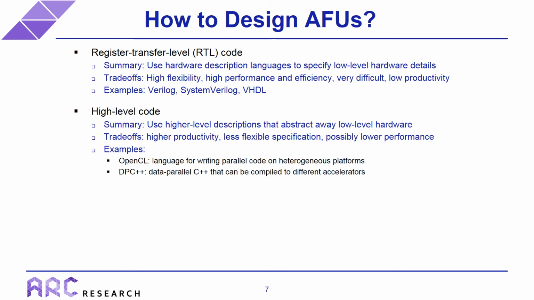So OpenCL is a common example of this. This goes beyond just FPGAs. The main vision of OpenCL was to create this open language for writing parallel code that can be compiled onto heterogeneous platforms. So not just FPGAs, but GPUs, multi-core processors, really any kind of heterogeneous system. DPC++ is conceptually similar. This is basically a data parallel C++ language that provides data parallel constructs that give you efficient and effective ways of compiling code onto different types of accelerators.